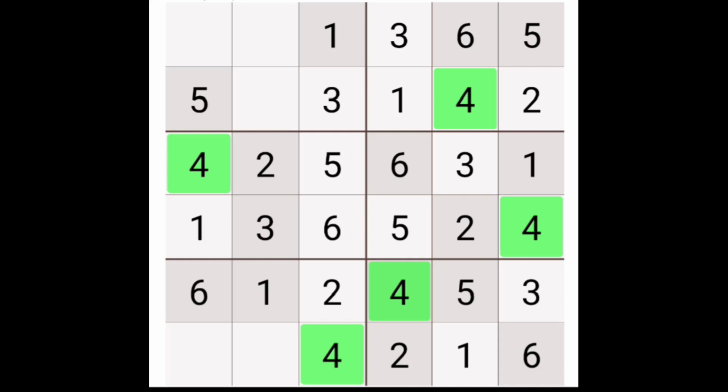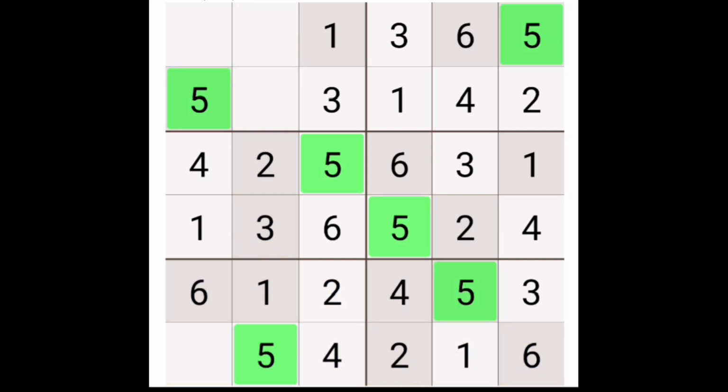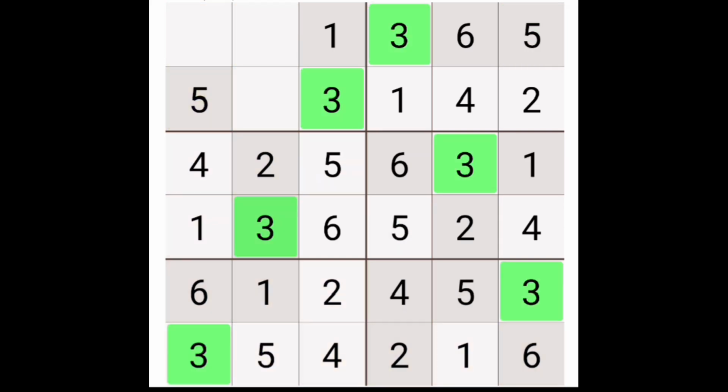Okay. Let's complete the same box. 6, 1, 2, 4 are there. 3 and 5 are missing. 3 and 5 can come in these two cells. So 3 cannot come here because 3 is just above this same cell. 3 is there, so 3 cannot come here, so 5 will come here, so 3 will come here.